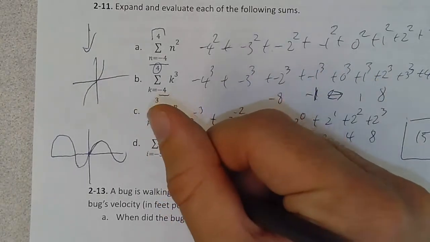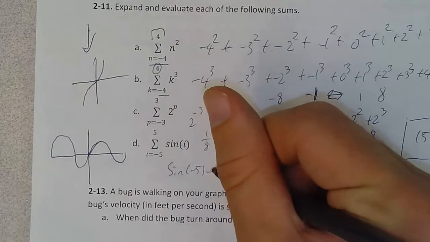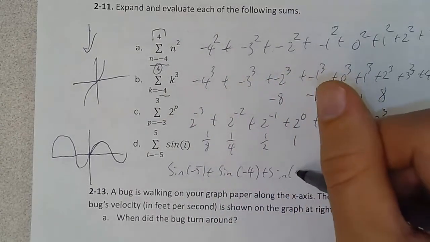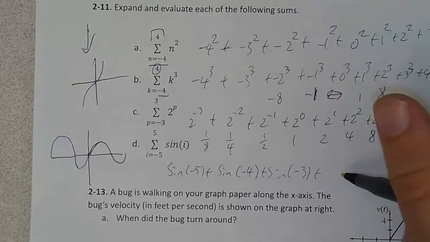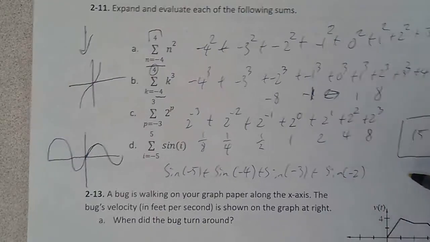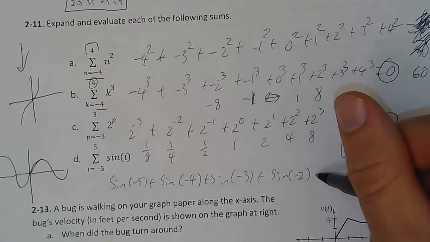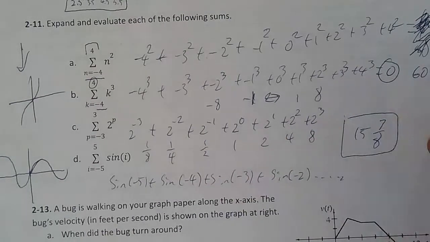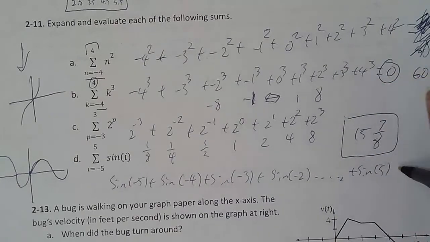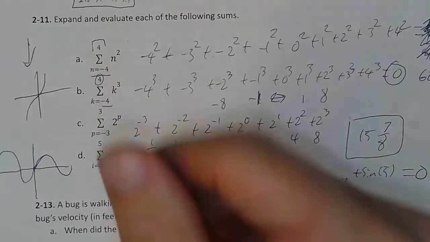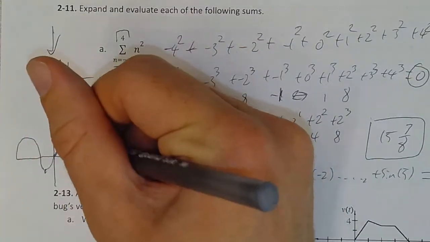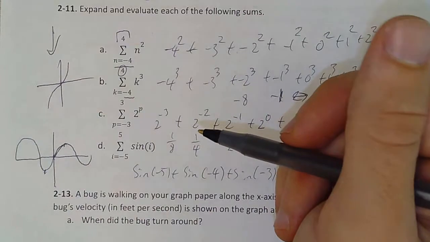But again, you do the same thing. It would be sine negative 5 plus sine negative 4 plus sine negative 3 plus sine negative 2, dot dot dot. Just keep on going until you get plus sine 5, but it's going to be 0 because of the reason I stated. It's odd, meaning that, look, negative 1 and 1 would cancel, right?